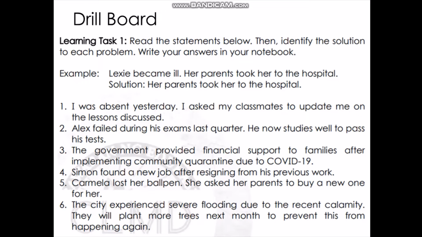So, now in your drill board, let's answer this one. Let's answer learning task 1. For this time, you will just write the solution to each problem based on the sentence. Example, Lexi became ill. Her parents took her to the hospital. So, the solution is that her parents took her to the hospital. Again, you will only write in your drill board the solution in the sentence. Lexi became ill, so that's the problem. The solution, her parents took her to the hospital. And you will only write the solution.